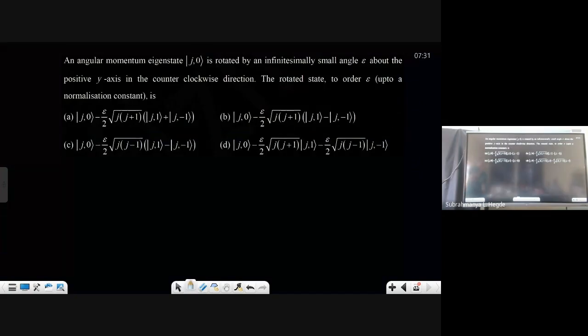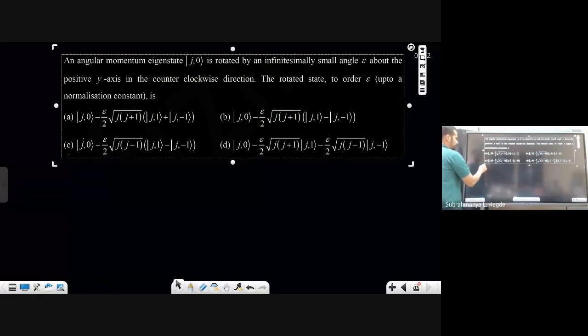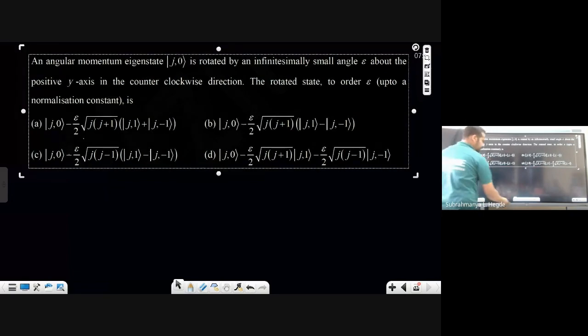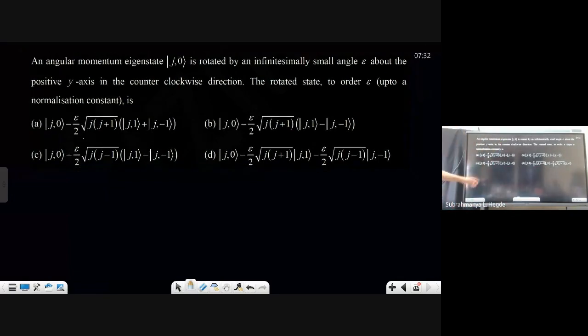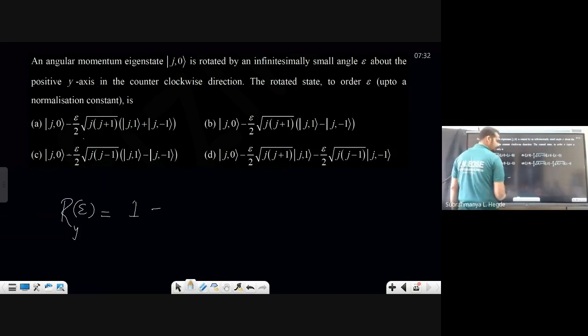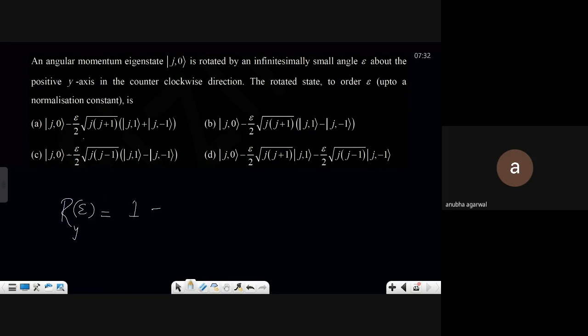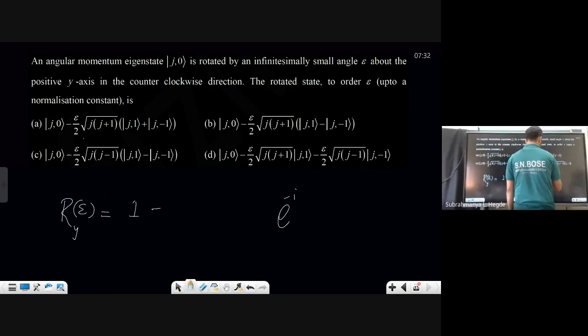So clockwise direction. Am I right? Positive rotation about the positive y-axis in a counterclockwise direction. That's what they said. The sign was the confusion here. Rotation by an angle epsilon along the y-axis. What is this one? 1 minus i epsilon by h bar, e power minus i epsilon by h bar into Lx.